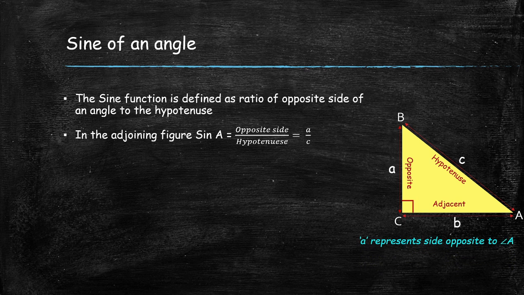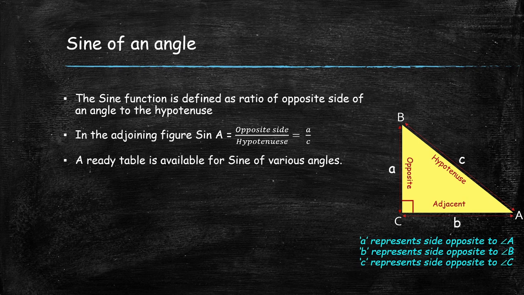It is very important that side a is the side opposite to angle A. Side b is the side opposite to angle B, and side c is the side opposite to angle C. I'm going to mention this a lot of times, and throughout this video this will be applicable.